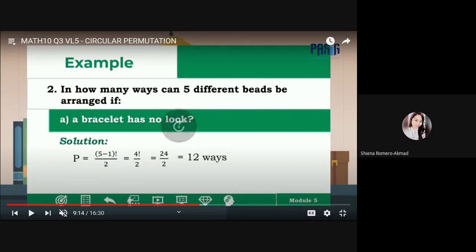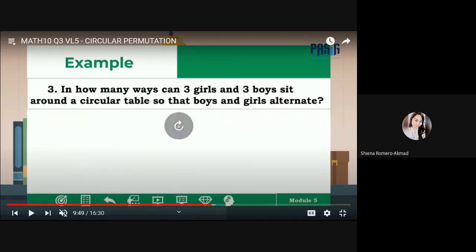Ibig sabihin. How about in B? So, kapag may lock siya, ang mangyayari magiging linear arrangement na. So, that's why you have to substitute 5 to n, and that's 5 factorial. And it gives us 120 different ways for us to arrange 5 beads.